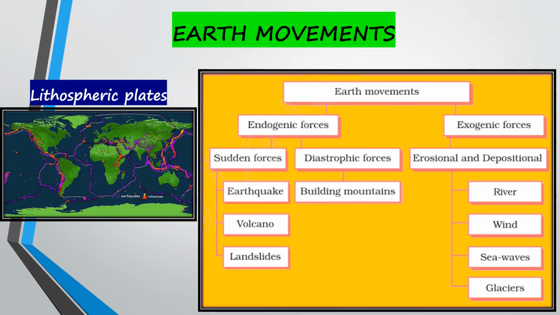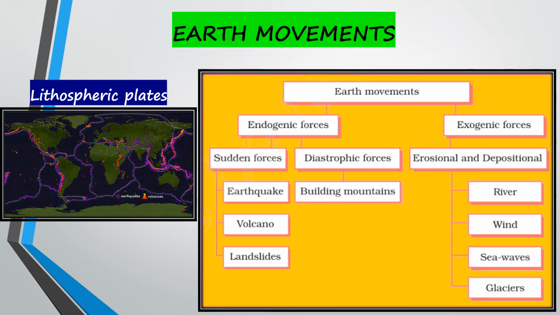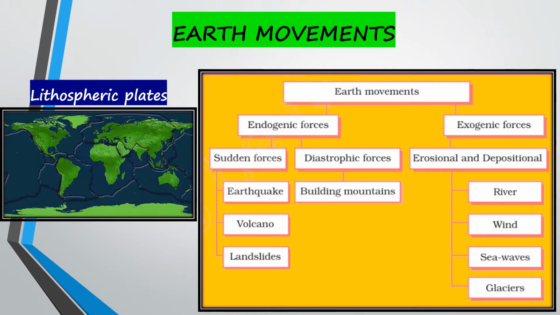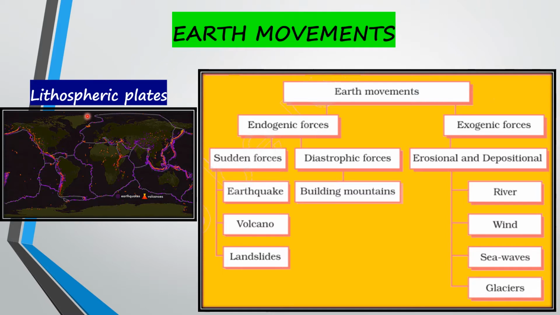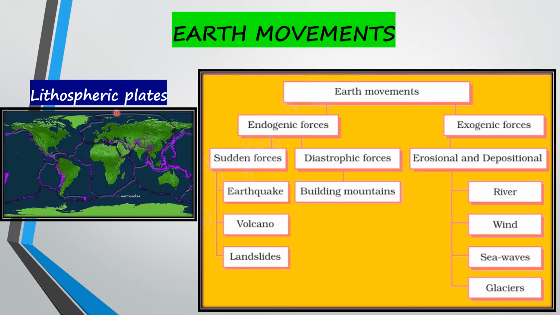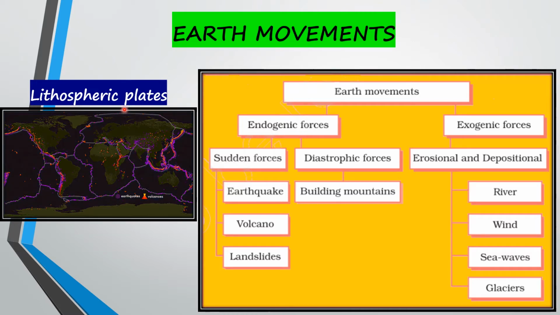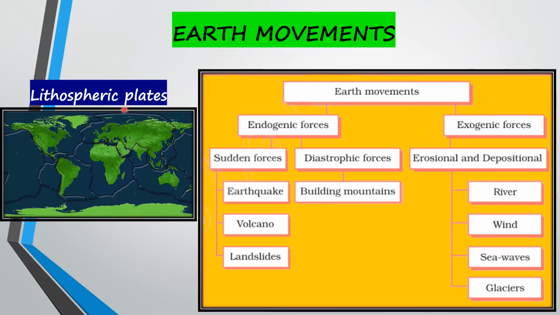Right. So I hope you still remember the lithospheric plates, that is the lithosphere broken into jigsaw puzzle pieces put together. So that forms the lithospheric plates. Now it is observed that these lithospheric plates, you'll be surprised to know, actually move around very slowly, just a few millimeters each year.